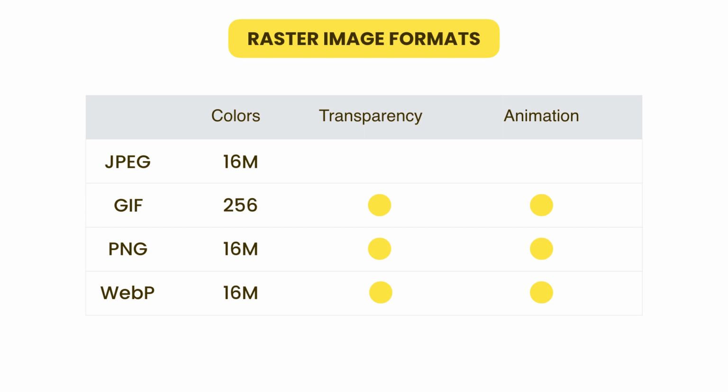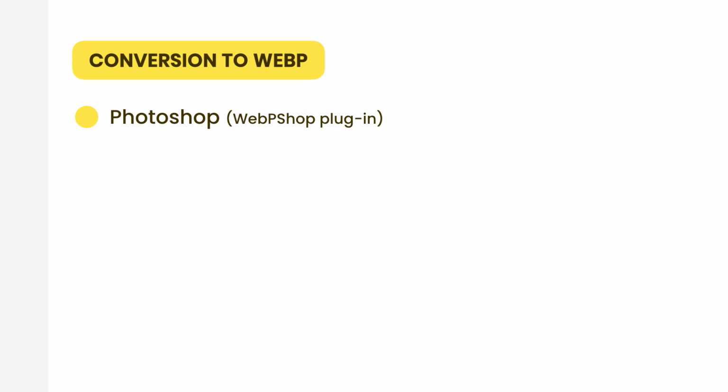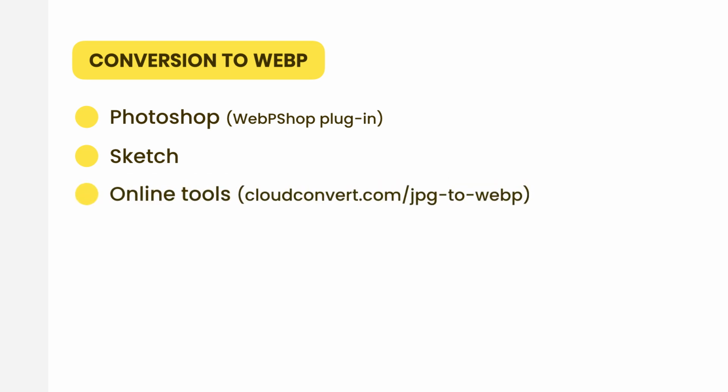Now you might be wondering how we can convert our images to WebP format. Well, there are a few ways. If you use Photoshop, you have to download a plugin called WebPShop. If you use Sketch, you get native support, so you can easily export or save an image as WebP. And in case you're not familiar with Sketch, it's a very popular design tool. We also have a bunch of online tools like cloudconvert.com, which we're going to use in this lesson, as well as command line tools, which you're going to use if you want to automate the process of converting to WebP.